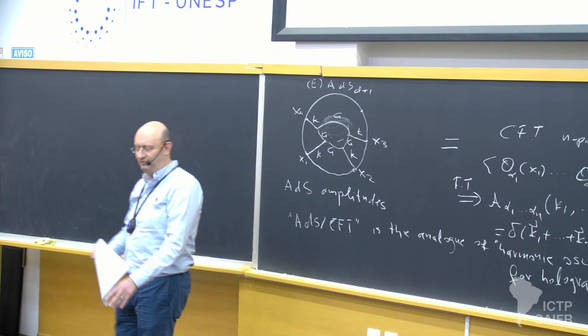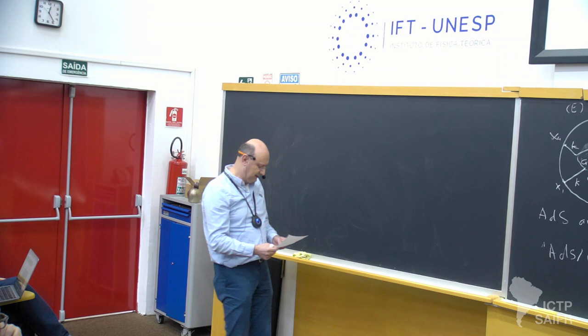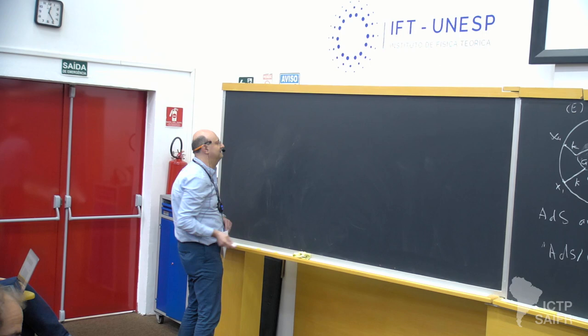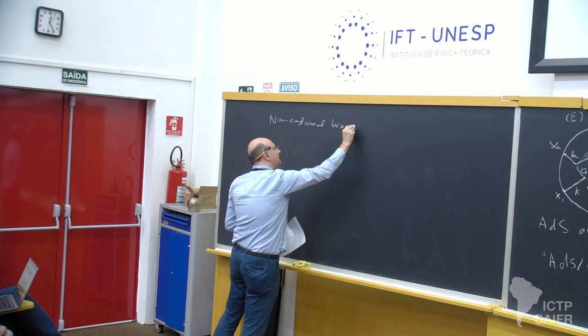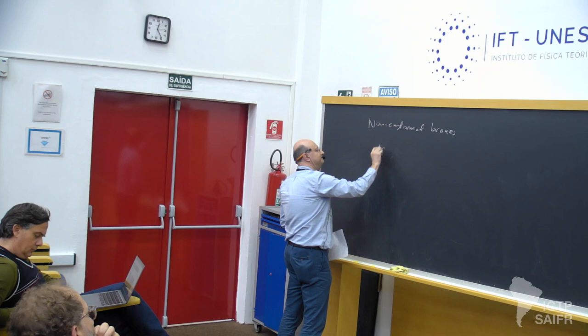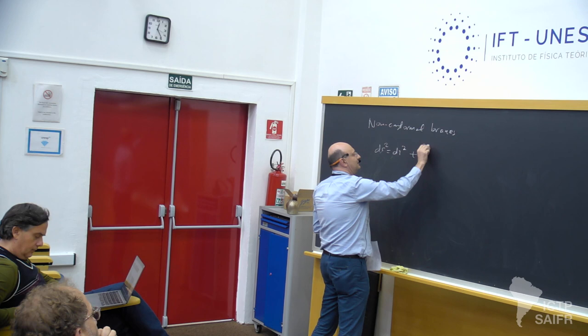Actually, you've seen them already in the lectures. So one example is to consider, so this appeared yesterday in Juan's talk, the non-conformal branes. So this is the case where now the geometry, instead of being AdS-like, is more power-like, with n greater than 1.